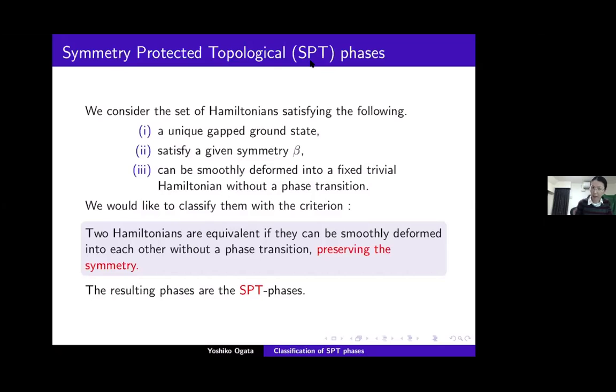What we are interested in SPT business is Hamiltonians satisfying these three conditions. We would like to classify such a set of Hamiltonians with the following criterion. Two Hamiltonians are equivalent if they can be smoothly deformed to each other without a phase transition. What is important is, in addition, we require the symmetry to be preserved, so along the path the symmetry does not get broken. This is the classification we consider. As a result, we get some equivalence classes or phases, and these resulting phases are called SPT phases. This talk is about these SPT phases.